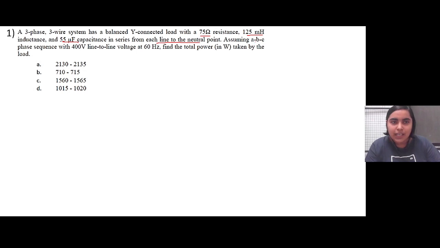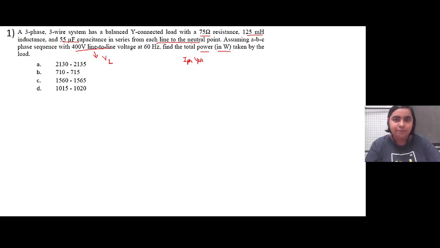It is assumed that ABC phase sequence with 400 line to line voltage at 60 hertz is there. Find the total power in watts taken by the load. So the line voltage is given, and in each phase how much resistance, capacitance and inductance is there, it is given, and it is a star connected load. We have to find the total power consumed, that is I phase, V phase for each of the branches, and then the summation of all of it.